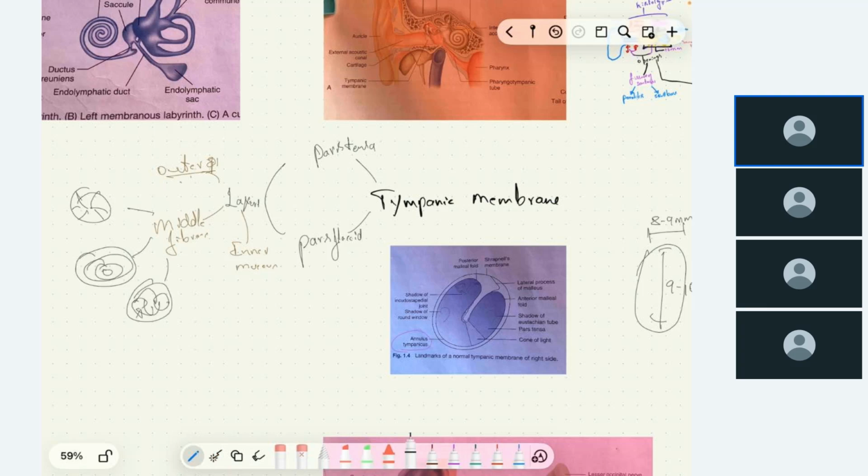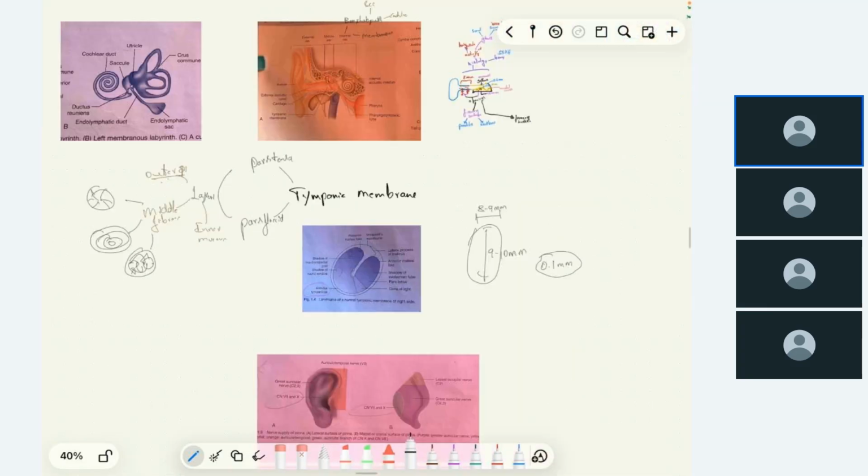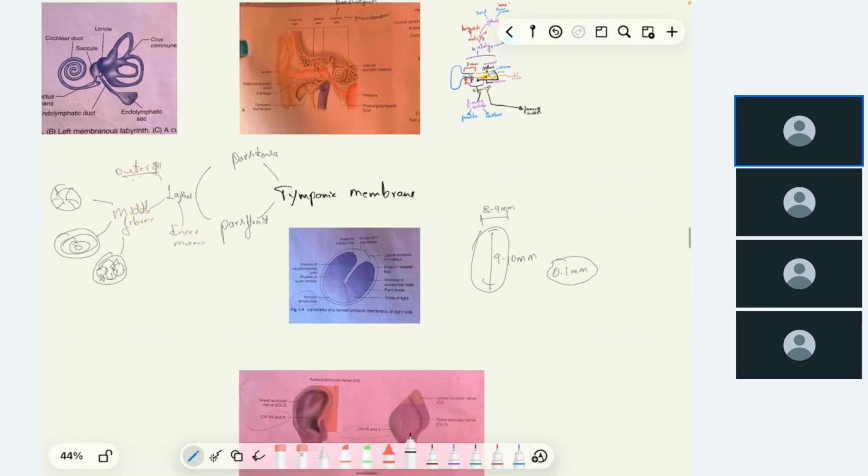These are the three types of fibers in the middle fibrous layer of the tympanic membrane. Now, if it is asked as a 5-mark question, please mention the relations. No, not relations. The tympanic membrane is done now.